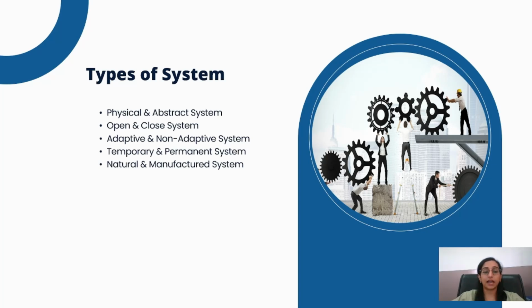Next is natural and manufactured system. So natural systems are created by nature. For example, the solar system and seasonal system. On the other hand, manufactured systems are man-made systems, for example, rockets, dams and trains.